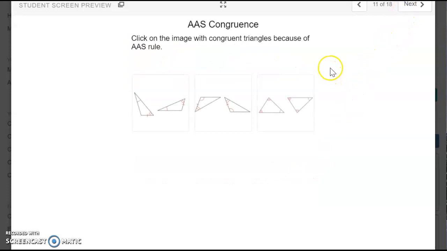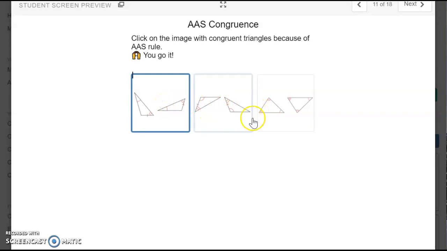Okay, then click on the image with congruent triangles because of the AAS rule. AAS means two angles with a side pair that is congruent, but it is not the included side. It's not the side in between the two angles. So it's going to be this one. These two are angle, side, angle. The side pair that is congruent is in between. So it's going to be this. The third one is just angle, angle, angle.